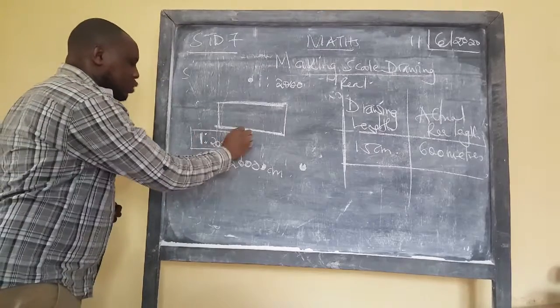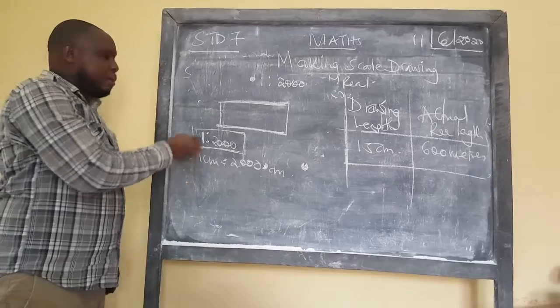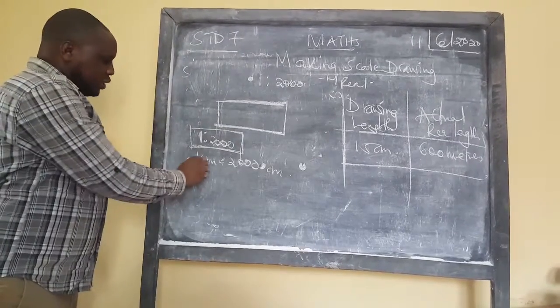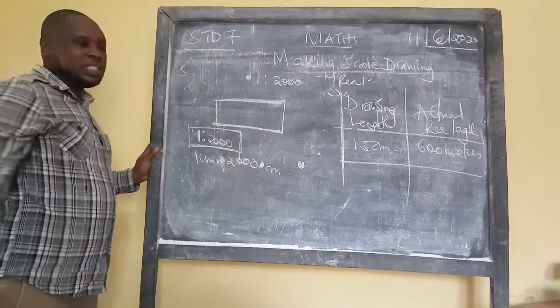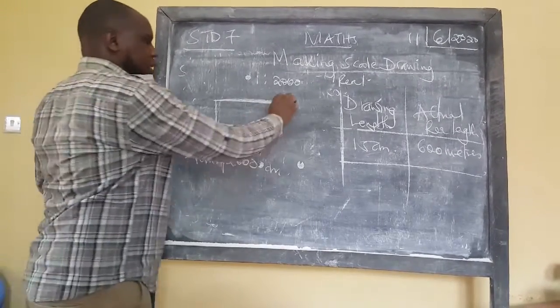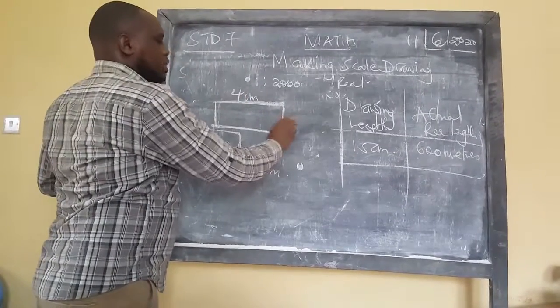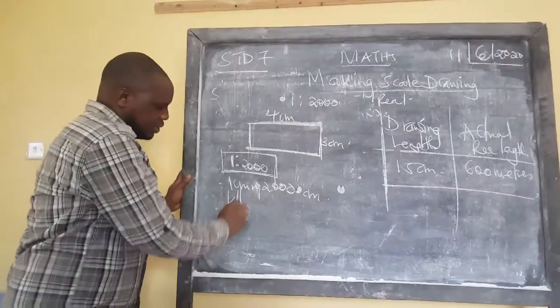So whenever you see a scale looking like this, know that all these are centimeters, both the drawing length and the actual length. So if you want to write it the other way, you say 1 centimeter represents 2000 centimeters. And then you are told that this is 4 centimeters and this is 3 centimeters, for example.